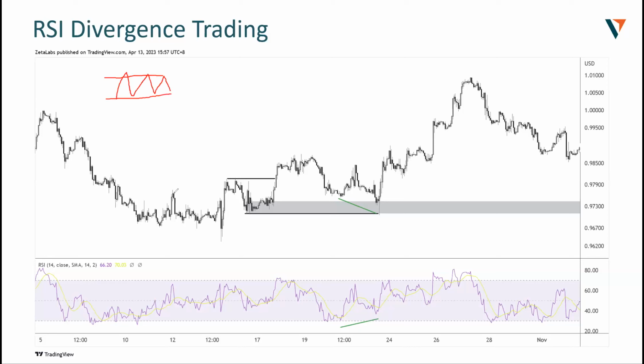In this case, you can see that this is ranging. Why? Because if I draw two horizontal lines across, you can see that both the resistance and support levels are being respected. I would consider a break and close above the support resistance zone as confirmation. There are a few ways you can do this. One would be looking at just the close. The other is looking at the wicks. You can see that these wicks, for me, are just liquidity sweeps.